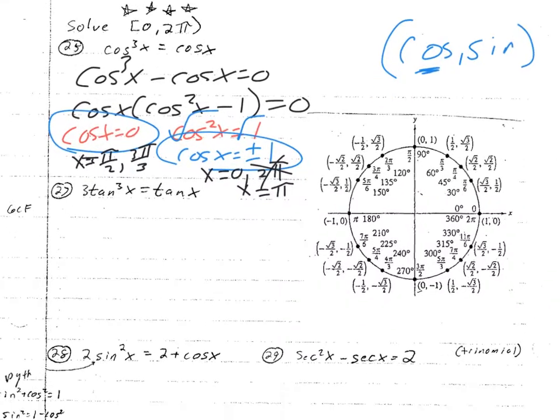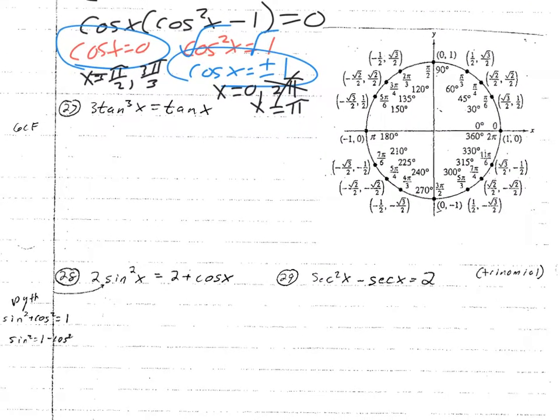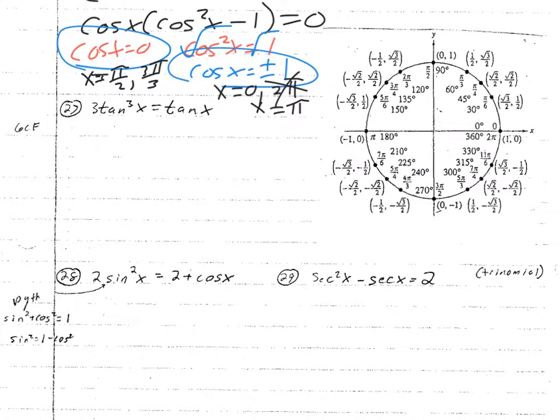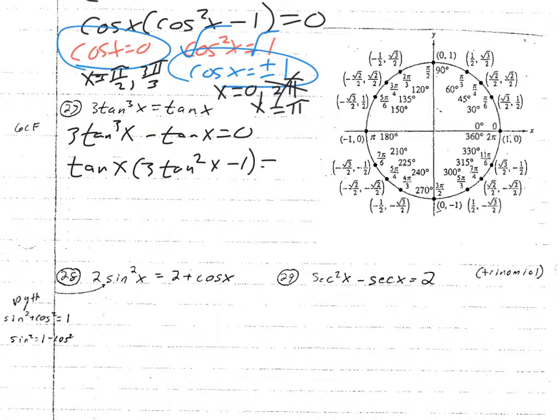For question number 23, I'm going to have to get the word tangent all on the same side and then factor it. So I'm going to start out with 3 tangent to the third x minus tangent x equals 0. I'm going to take out my greatest common factor again. So factoring out a tangent x, I'll be left with 3 tangent squared x minus 1 equals 0. So I was taking the greatest common factor of tangent x and being left with 3 tangent squared x and then minus 1.